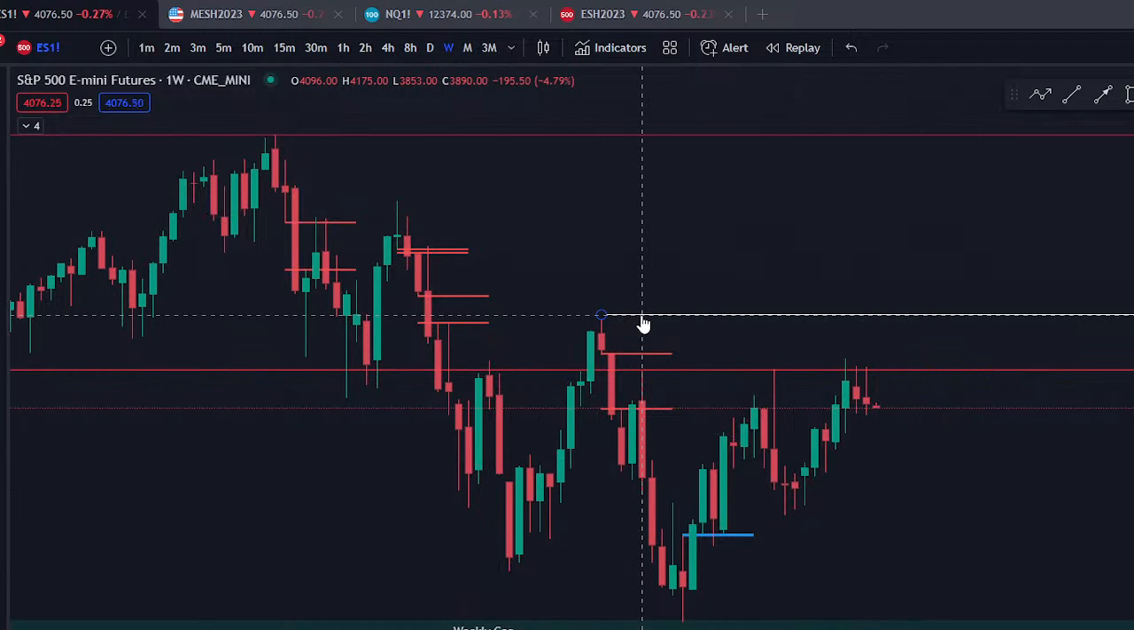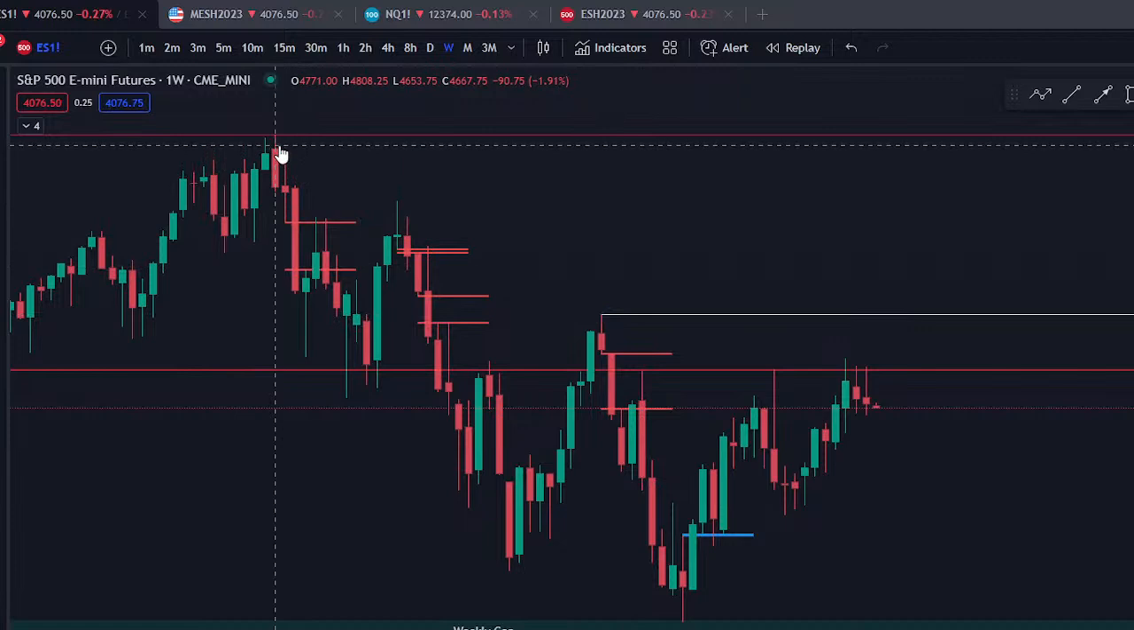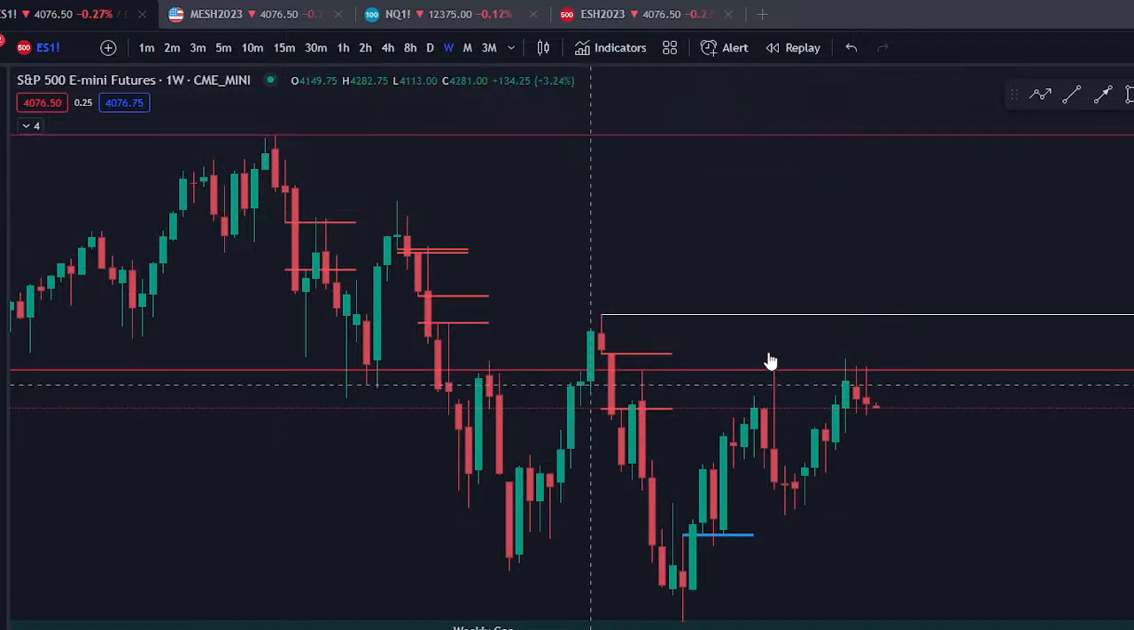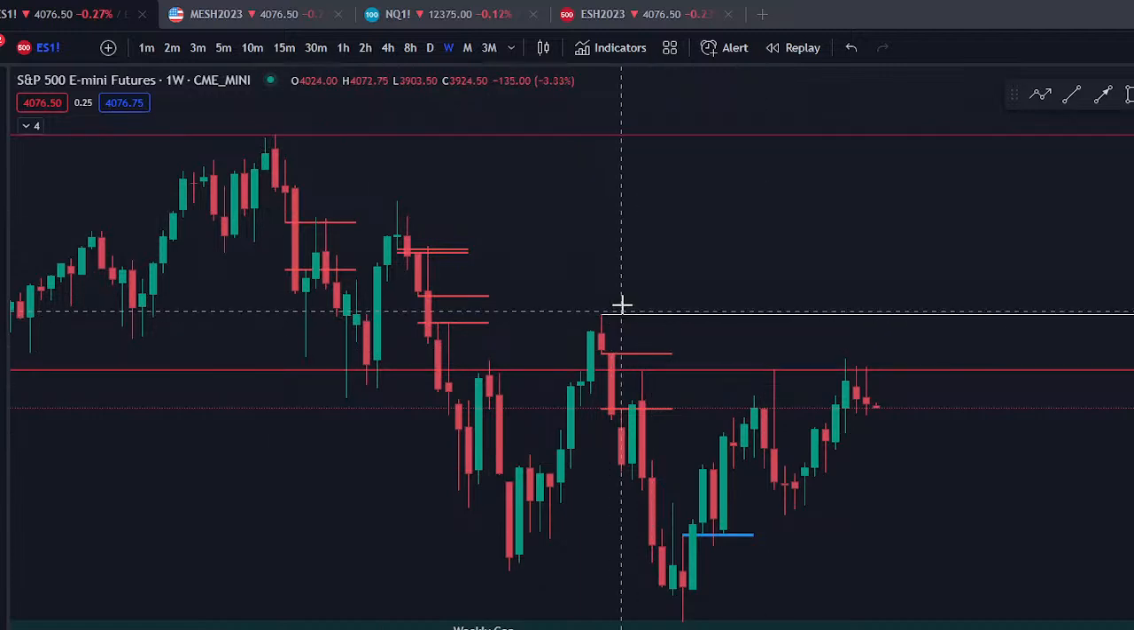We'll be looking at how it reacts to this swing. This was the all-time high for the ES. But I think we at least take out this swing up here. Let me label that.